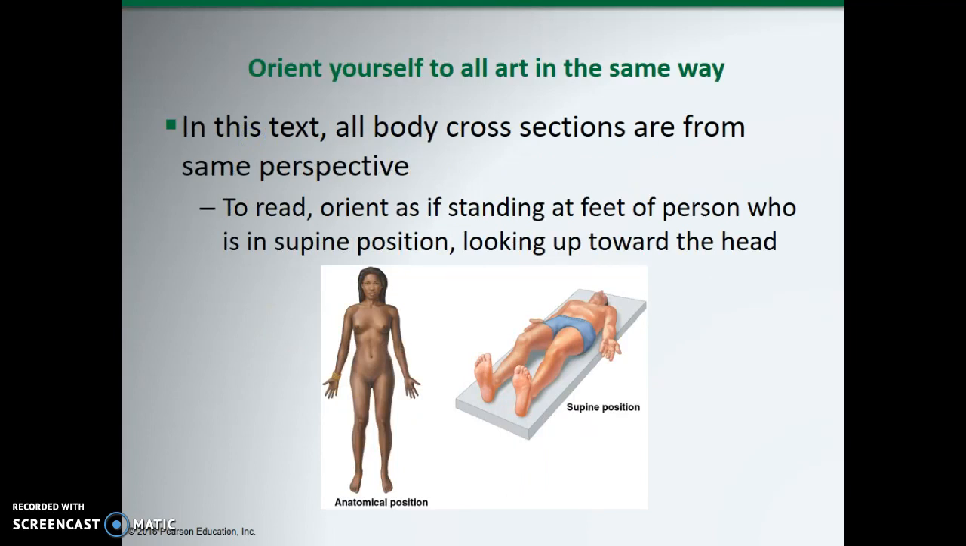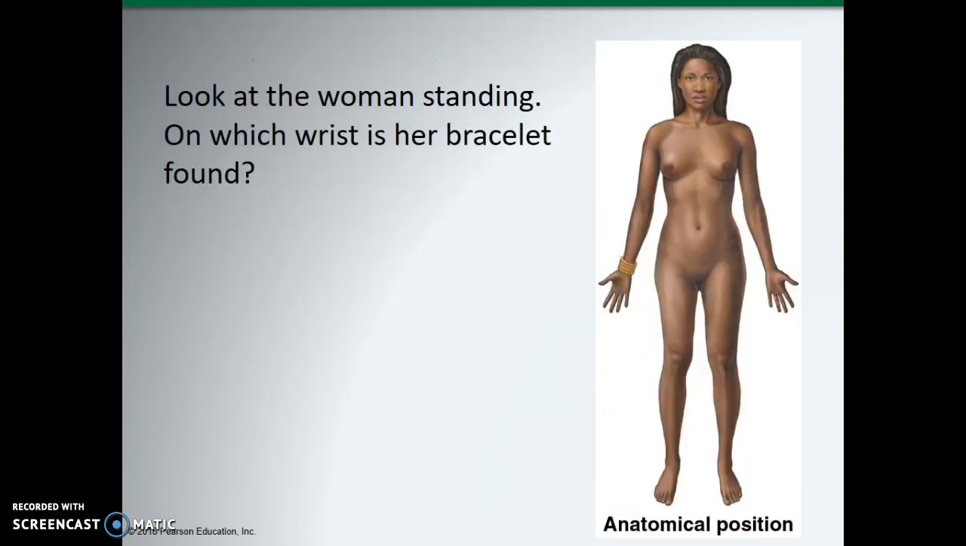So here in this text, all body cross sections are from exactly the same perspective. So it's always anatomical position. So this woman's bracelet, is it on her right arm or her left arm? This is on her right arm.